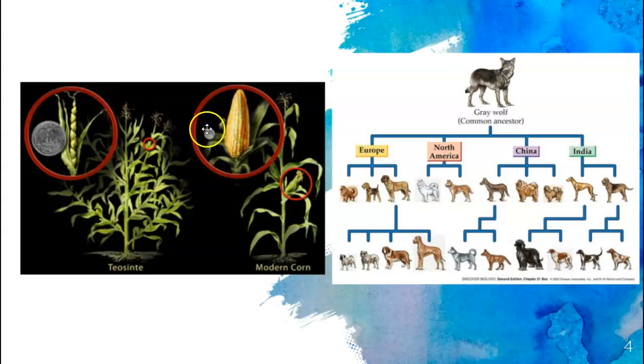Here's the size of a quarter compared to a modern-day ear of corn, right? So we as humans have changed the size of ears of corn, and also the kernels are now nice and plump and full of water, whereas it used to be really, really, really dry and crunchy. Okay. So we've done that by picking which ones to breed.